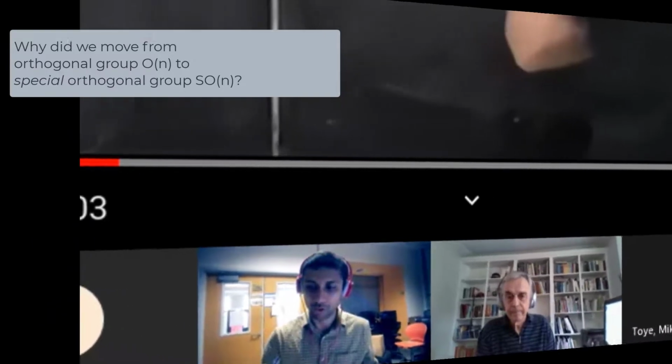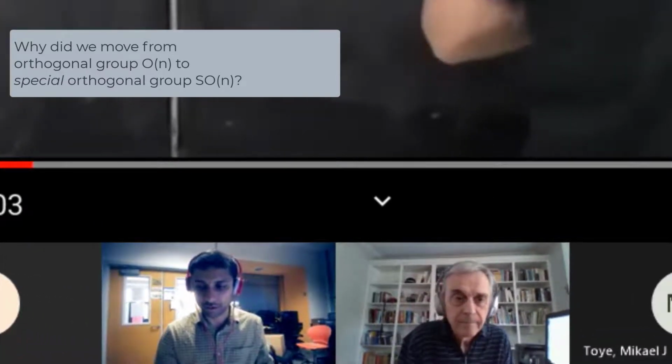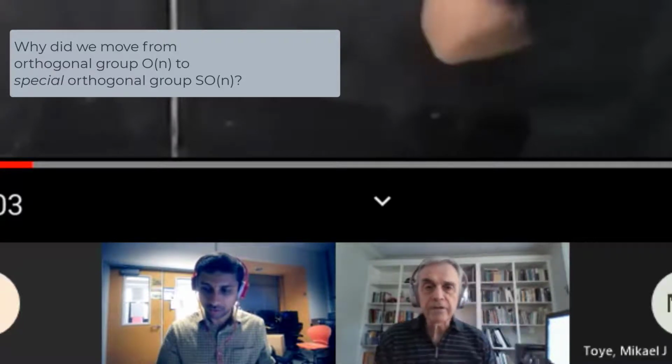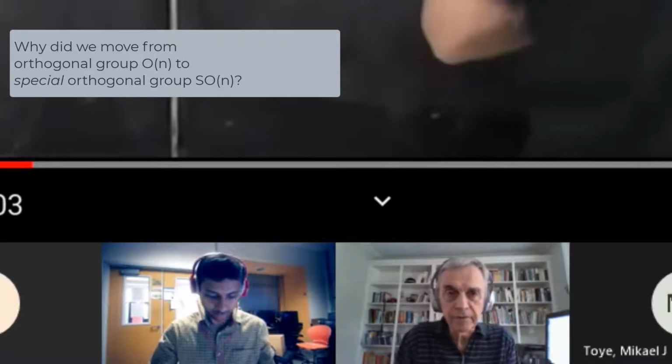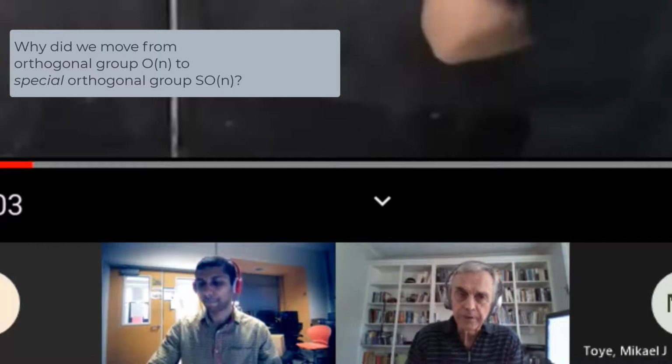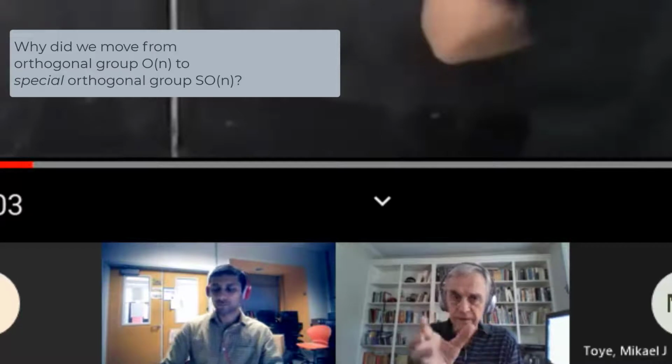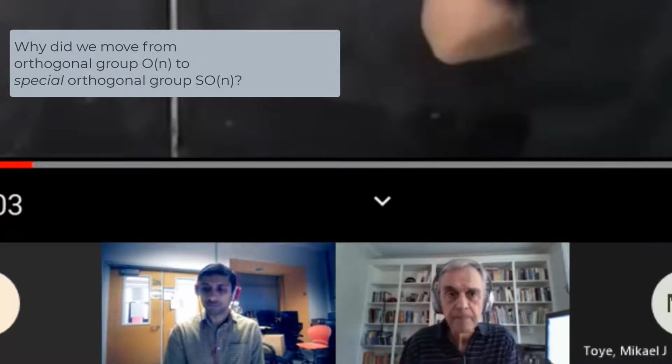We moved from O of the, which is the orthogonal group, to the special orthogonal group SO. So what was the additional property which made it special orthogonal from orthogonal? Yeah, so this is related to what we have already encountered for finite groups. So the simplest groups to discuss are the cyclic groups, Cn.